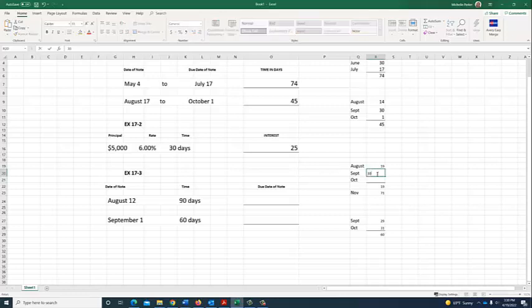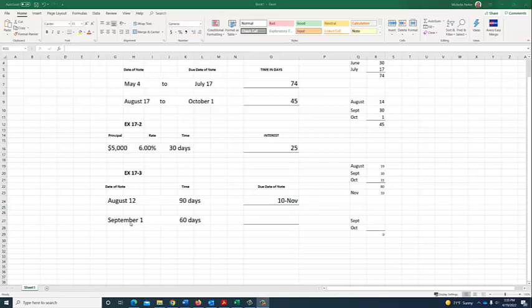September has 30 days, and October has 31 days. So once we get all the way through October, we're up to 80 days. So our term is 90, and if we subtract the 80, we know that we've got 10 days remaining in that term, which takes us to November 10th. So November 10 will be the due date.